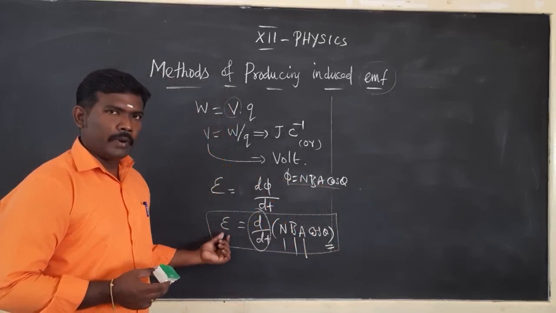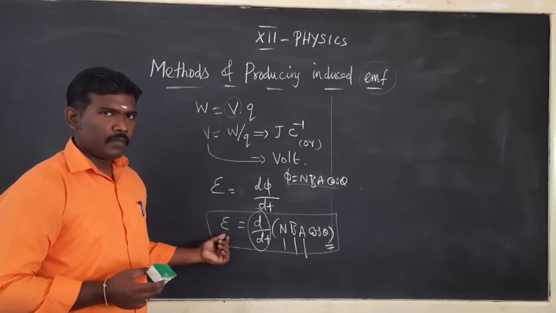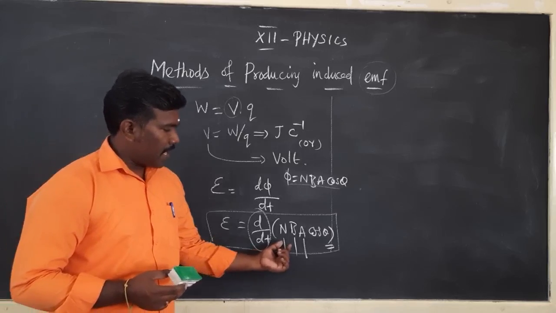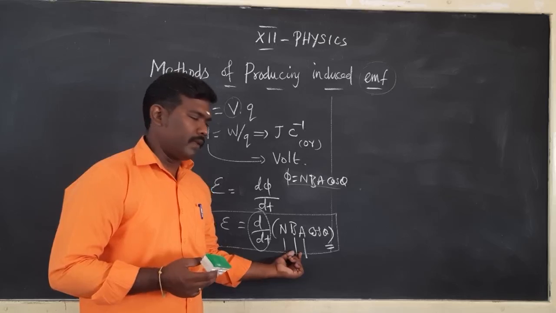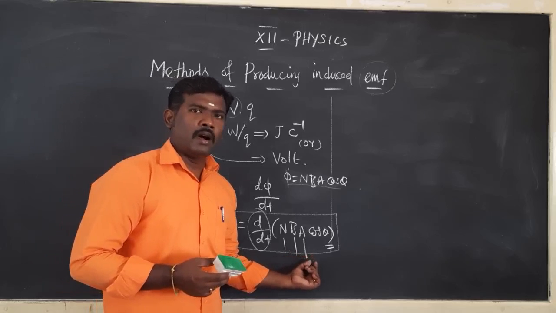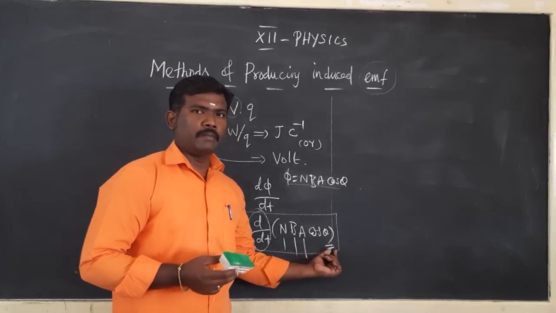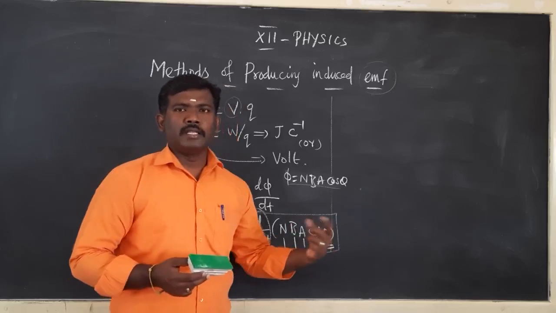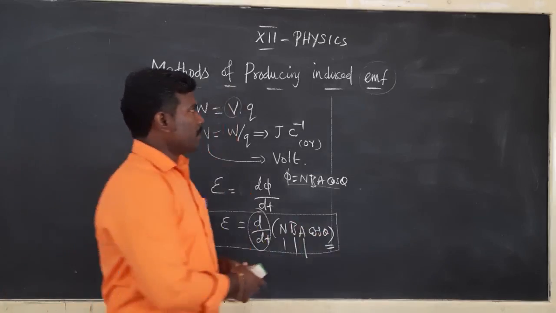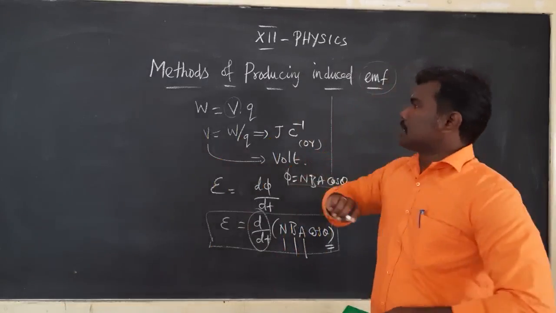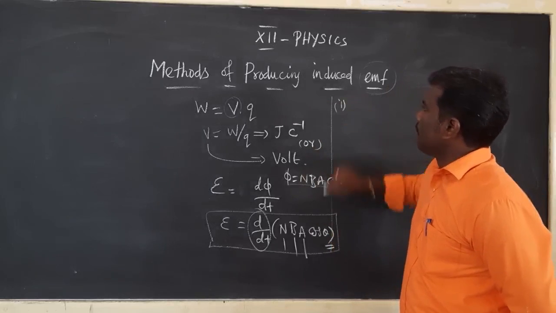So, if you want to produce the induced EMF in the closed circuit, you should change the number of turns in the coil, or the magnetic field linked with the coil, or the area enclosed by the coil, or change the orientation between the coil and the magnetic field. So the 3 mark question, or sometimes they ask the 2 mark question: methods of producing induced EMF.